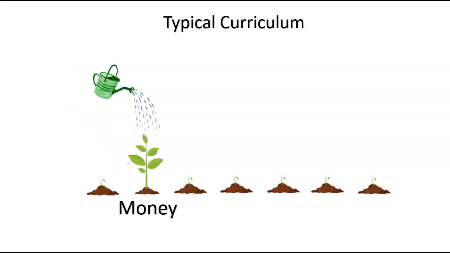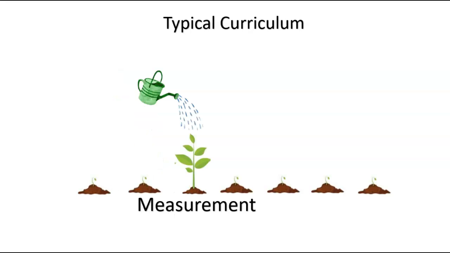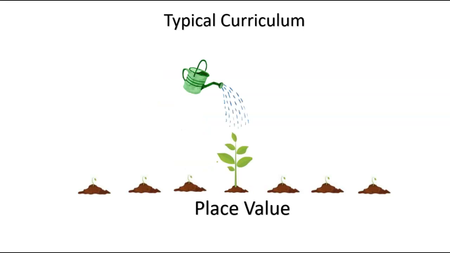Now you talk about money, and you're not paying any attention to the time concepts anymore. You've switched gears and now you're just focusing on money. So you're nourishing that topic, and then comes along measurement, and now you're not spending any time on learning about time or money. All your focus is with measurement. And then from there, you go to place value.